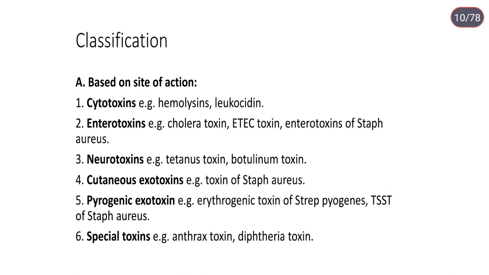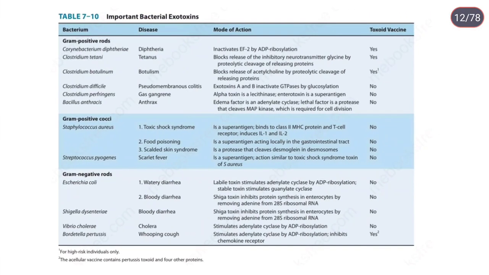So three types according to the mechanism of action, and according to the site of action you can divide it into various types, like cytotoxin, which acts on the cell, then neurotoxin, which acts mainly on the nervous system, and enterotoxin, which acts on the gut, then cutaneous exotoxin, which acts on the skin, like strep. Then pyrogenic exotoxin, which induces fever and acts by the superantigen mechanism, and there are some special exotoxins as well, like anthrax toxin and diphtheria toxin.